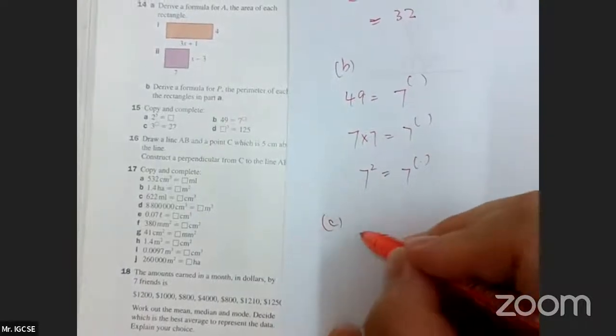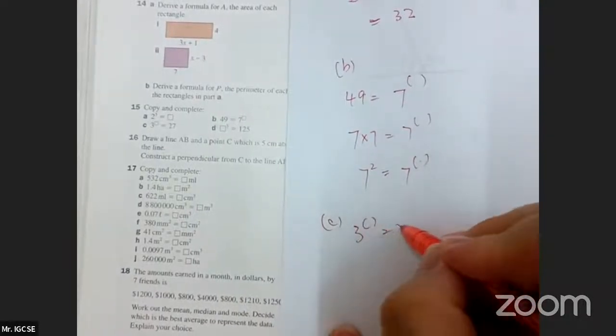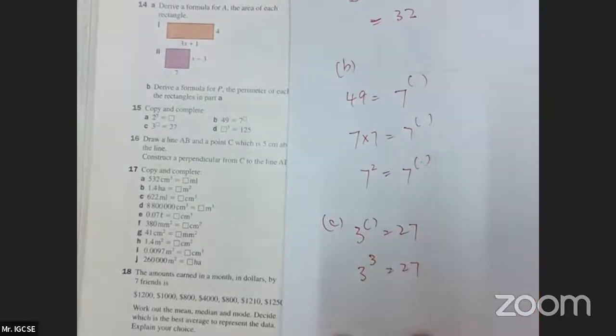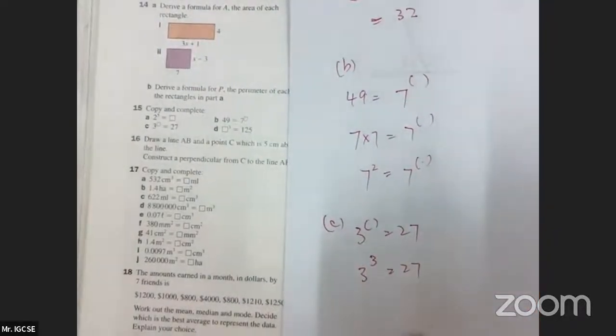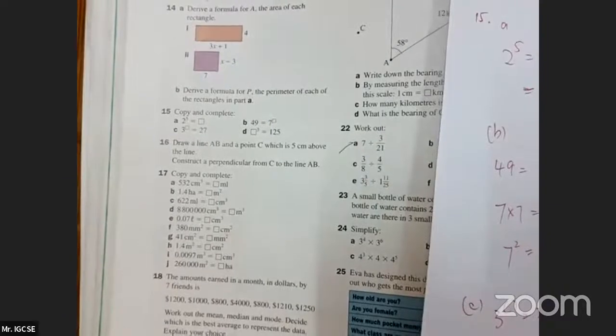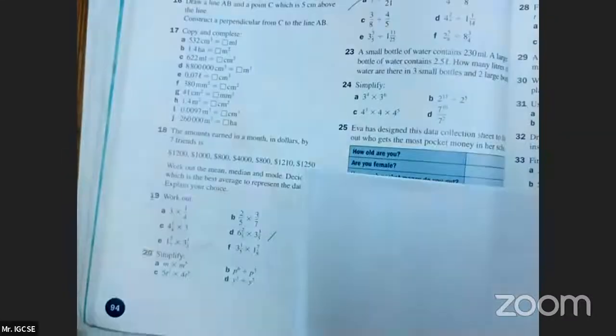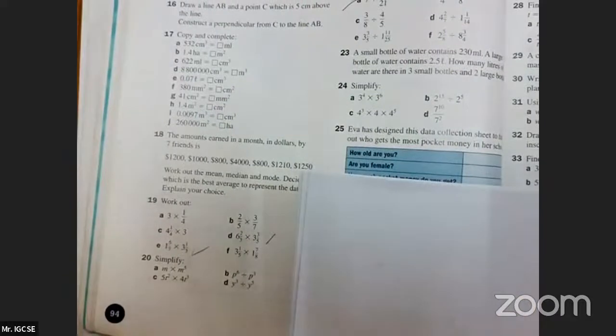C, 3 to the power of what is 27? So we know that 3 to the power of 3 is 27. If you want to do the shortcut way, this is a similar question, so we shall skip this one. And then we go to 19. Okay, give me a second.